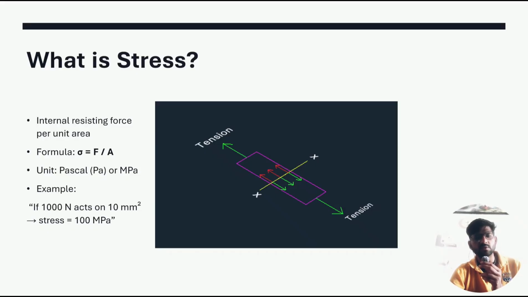The value of the internal resistance will be proportional to the force applied. So the value of the stress, denoted by sigma, is F by A, and the unit of sigma is Pascal, or it may be megapascal. The shaft diameter is measured in mm, so when you convert 1 meter square into 1 mm square, you get a 10 to the power 6 ratio. This we call mega, so the value is megapascal. For example, if a force of 1000 Newton acts on 10 meter square area, the stress will be 1000 divided by 10, so this value will be 100 megapascal.